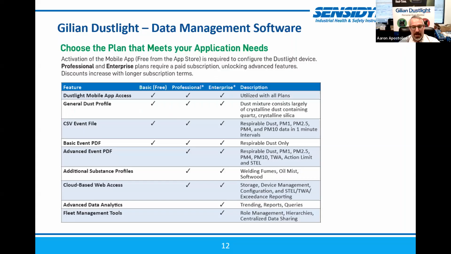This is a chart. Really happy to share it, but I'm not going to fully go through every bit of it. But you can see that as you tier up from the basic plan to the professional plan to the enterprise plan, you get some additional benefits and features like the additional substance profiles, the cloud-based access and storage, the advanced data analytics, and those fleet management tools.